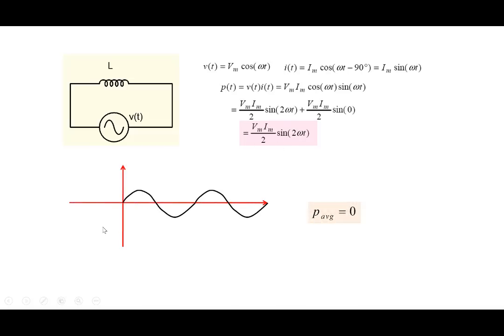And so when you take an average of a sine term, the average is 0. You can do the averaging by yourself. The other way is, there's an equal positive area here and an equal negative area here, and they cancel each other. And so average power dissipated in an inductor is 0. Inductor doesn't dissipate power. It can store power, it can release the power back, but it doesn't dissipate power. P average is 0.